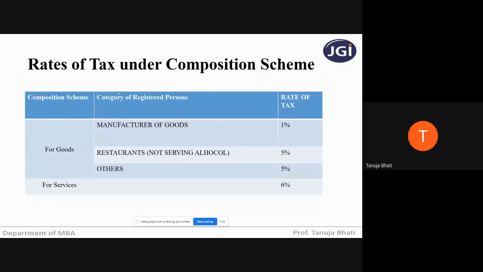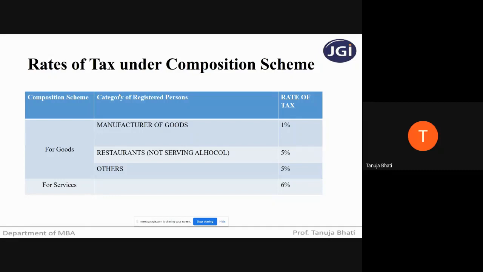Next, let us see what are the benefits. Now, what is composition levy? What are the benefits and what are the rates of tax under composition levy? See, usually we know that normally if a taxpayer is not under composition levy, under the scheme of GST, there are taxes of 5%, 12%, 18%, 28% that a supplier has to collect and pay to the government. But if you are opting for a composition scheme, the rates of tax are a little reduced, are less, because they are small taxpayers and they cannot have a heavy burden of collecting and paying heavy taxes to the government.